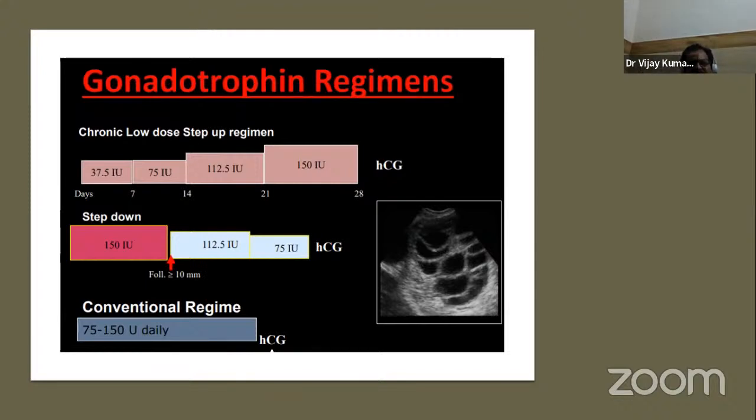And the other method is the step down method. In the step down method, to start with, we start with the high dose, that is 150 IU, then slowly it is reduced to 112, then again 75 and 37.5. Whereas in the conventional regime, a standard fixed dose is started and continued, that is either about 75 IU or 150 IU, until the appropriate size of the follicle is achieved. After achieving the appropriate size of the follicle, the HCG trigger is given for the ovulation induction to happen.